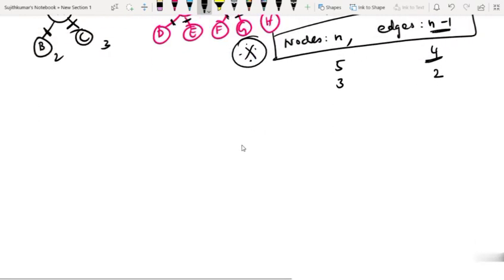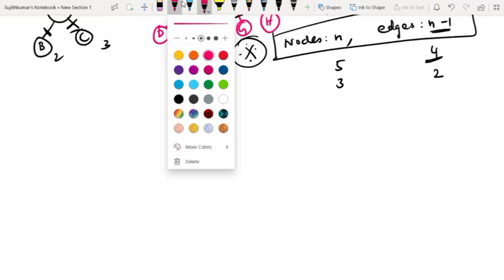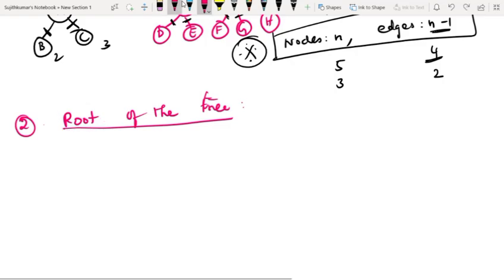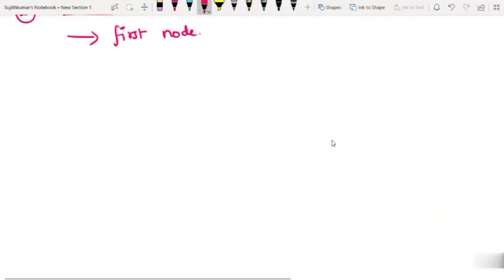The next terminology, the second terminology, is the root of the tree. Root is basically the first node of the tree. So I'll write it here: first node of the tree.